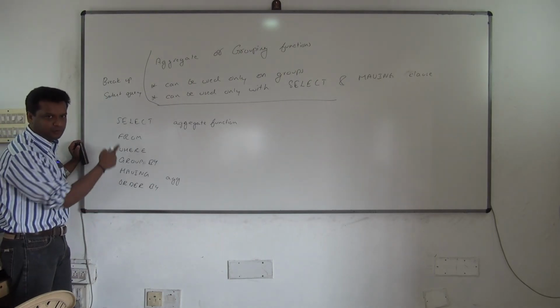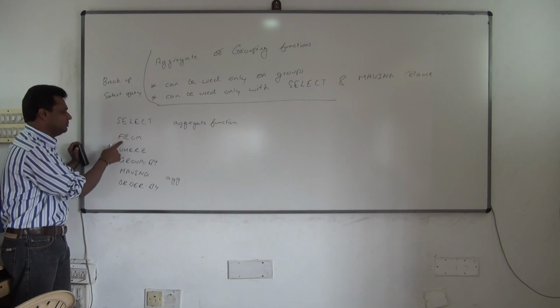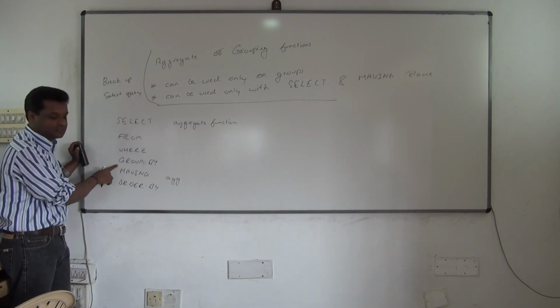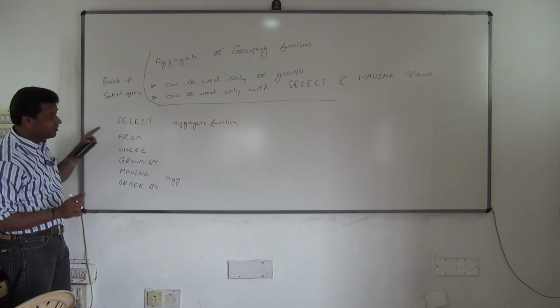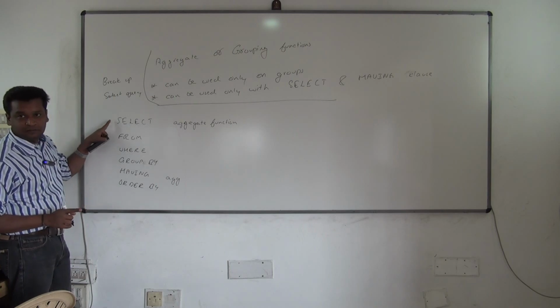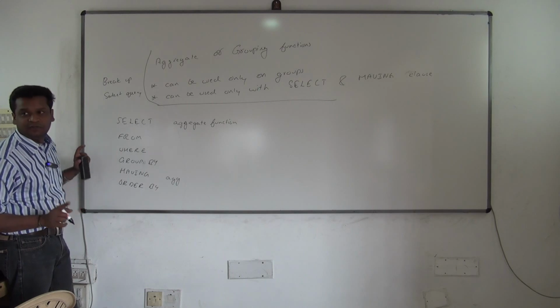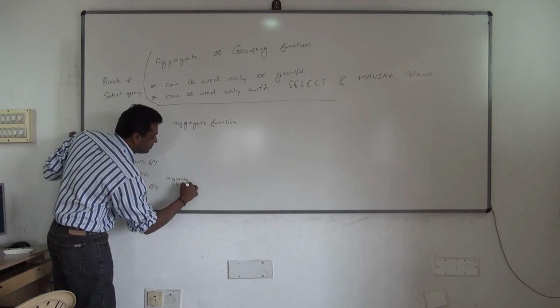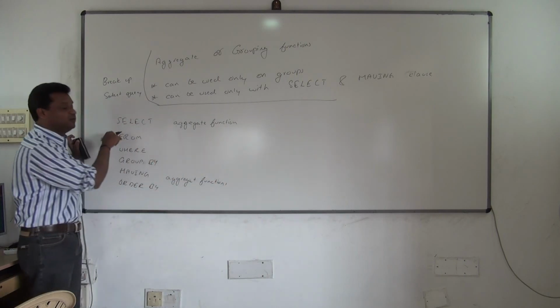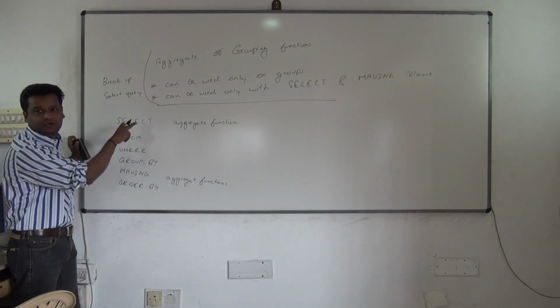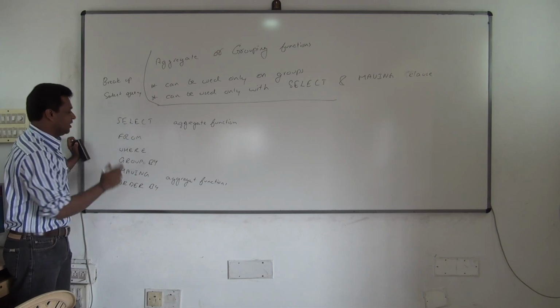Next session I'll go more in depth into this. Select is one clause, from is one clause, where is one clause, group by is one clause, having is one clause, order by is one clause. Aggregate functions can be used only with what? Select and having, nowhere else. So aggregate functions will be used in a select query, with the select clause and having clause.